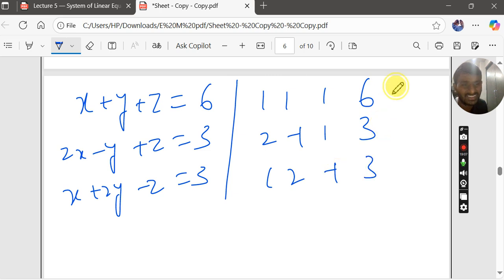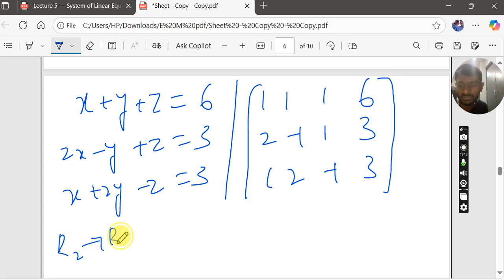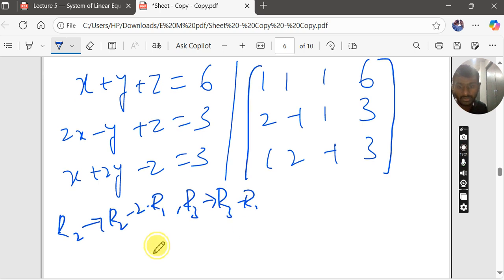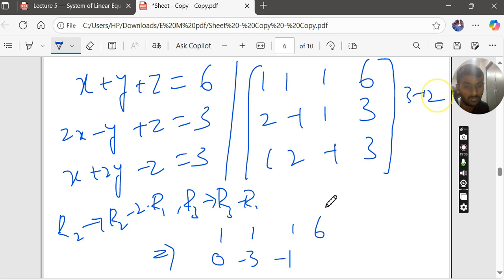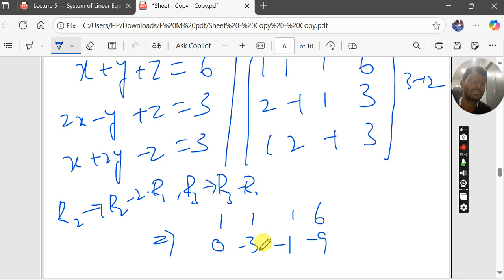By seeing we can say there is no dependency. So let's try. First we need to apply R2 implies R2 minus 2 times R1 and R3 implies R3 minus R1. So what is the next step here? R1 will be the same, R2 will become 0, minus 3, minus 1, minus 9. Similarly, when you subtract R1 from R3, it is nothing but 0, 1, minus 2, 3.